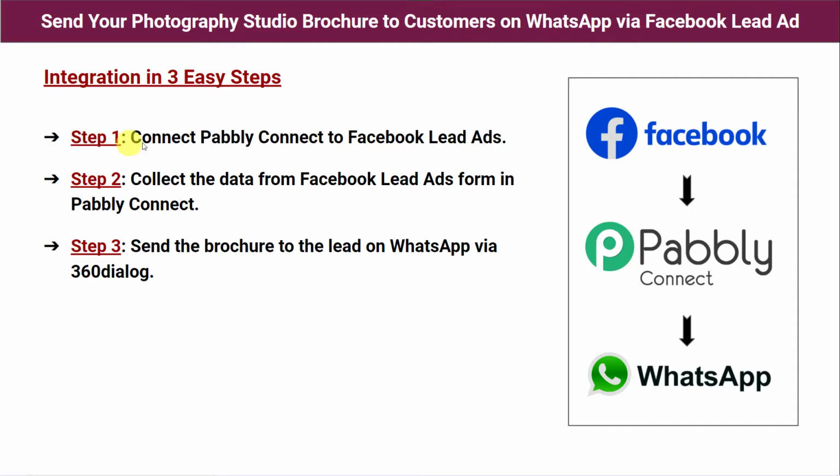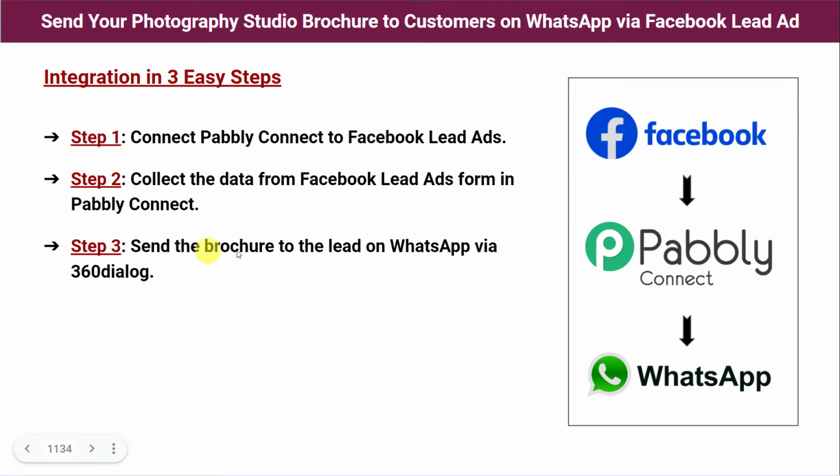Step 1. Connect Pabbly Connect to Facebook lead ads. So first we have to go to Pabbly Connect and create an integration between Pabbly Connect and Facebook lead ads. Step 2. Collect the data from Facebook lead ads form in Pabbly Connect. So at step 2, Pabbly Connect is going to capture the data from Facebook lead ads.